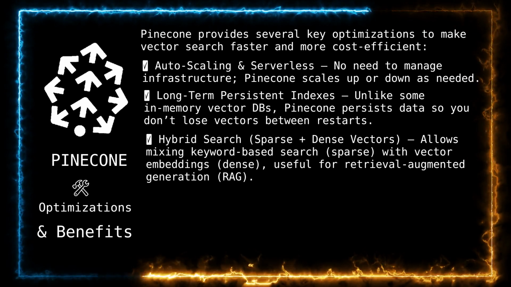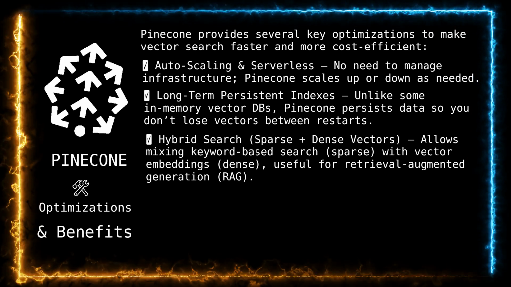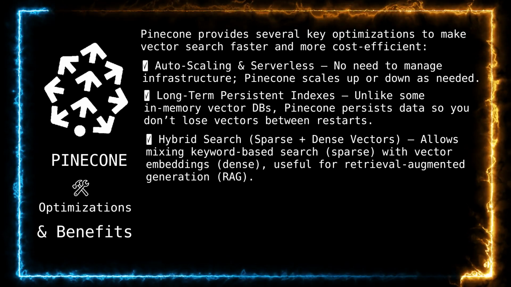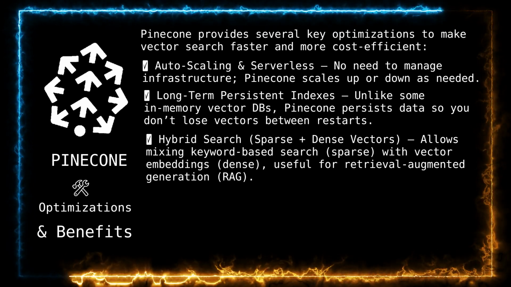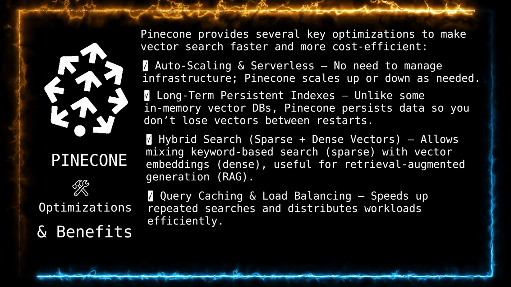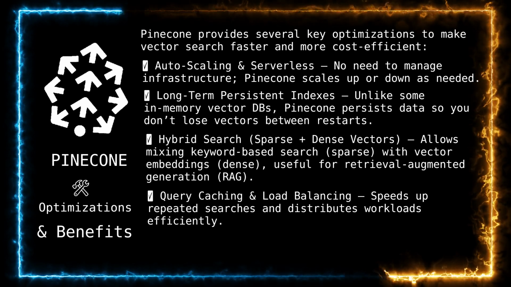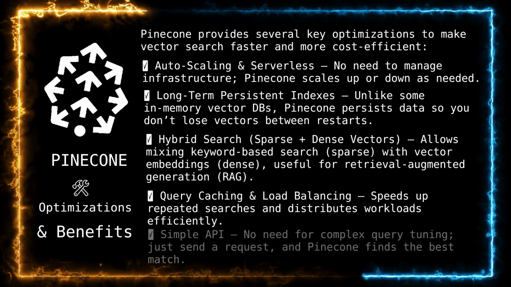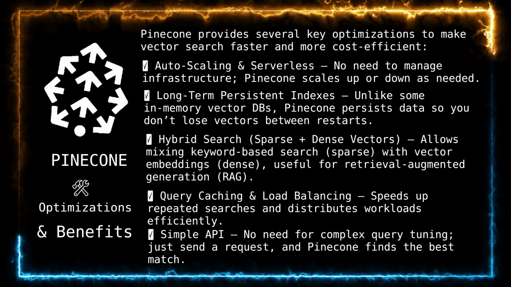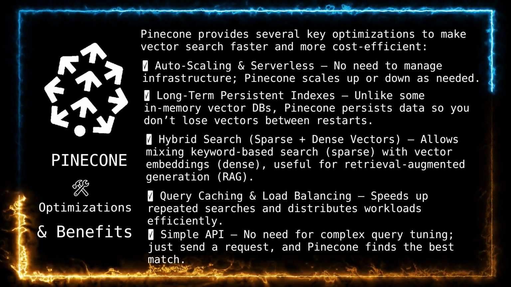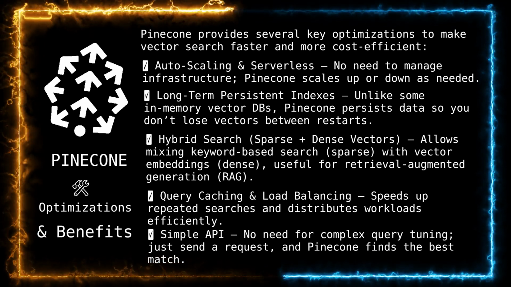Next, hybrid search allows mixing keyword-based search with vector embeddings, useful for retrieval-augmented generation. Fourth, query caching and load balancing, meaning it speeds up repeated searches and distributes workloads efficiently. And fifth, Pinecone provides a simple API, no need for complex query tuning, just send a request and Pinecone finds the best match.